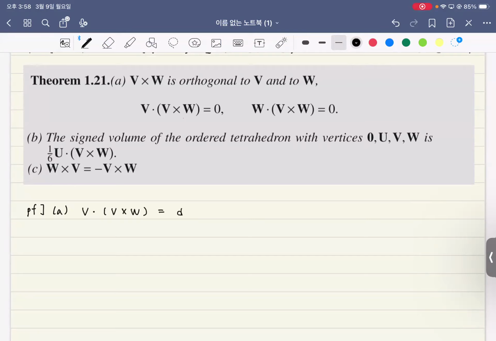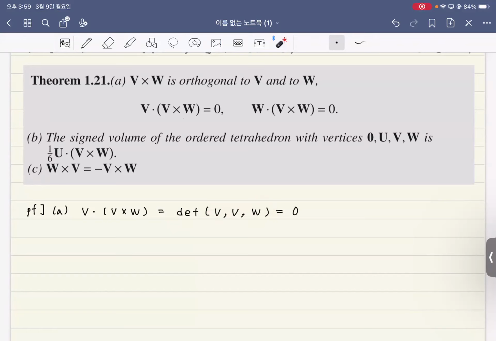This is the determinant of V, V, and W. Since two of these vectors are the same, I am pretty sure this number should be 0. Why? Because this determinant is the signed volume of a parallelepiped generated by those three vectors, right? But in this case, two of the vectors are the same V, together with W.